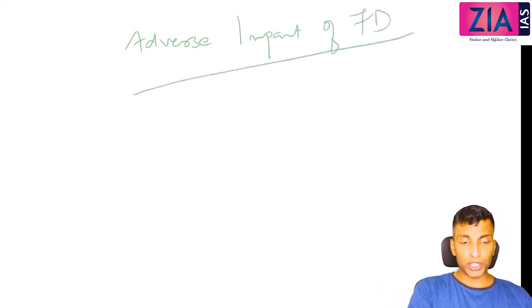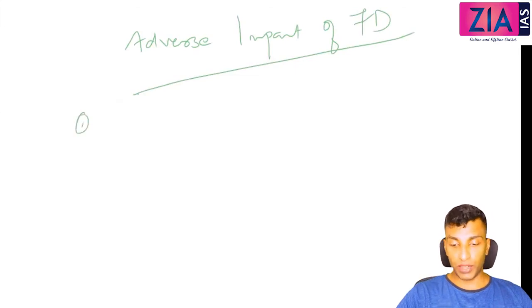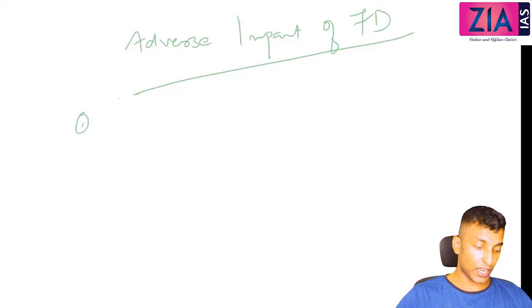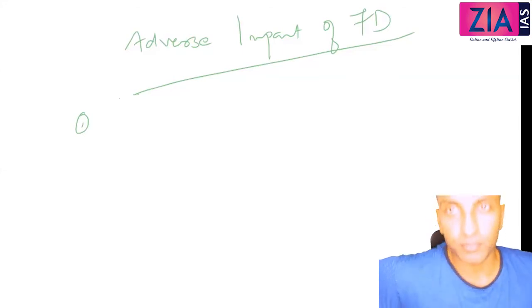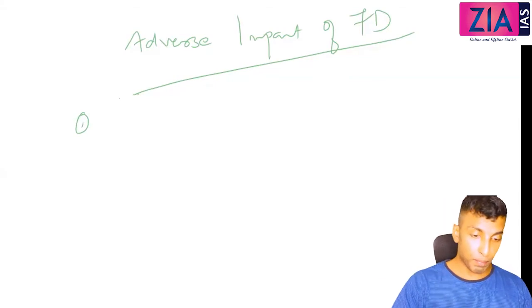First one, what is the most important one? Fiscal deficit means what? We understood it is borrowing. So when borrowing increases, what happens? Liability will increase. So liability means ultimately it is the public debt. Just write one line: it increases public debt.